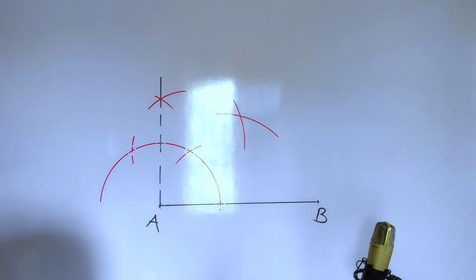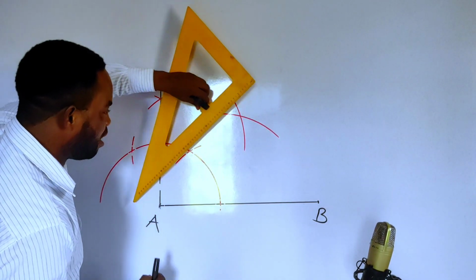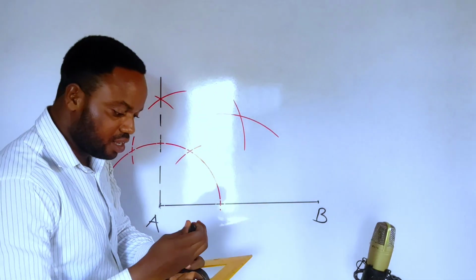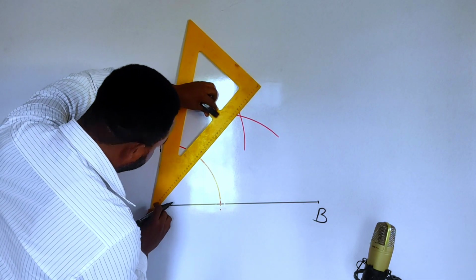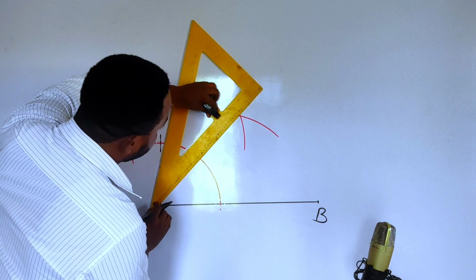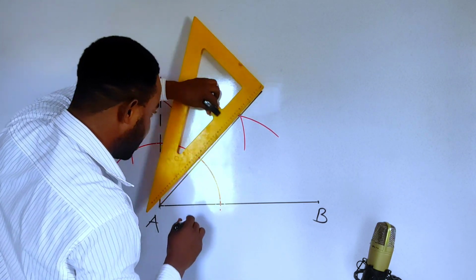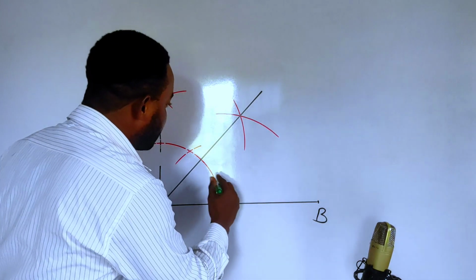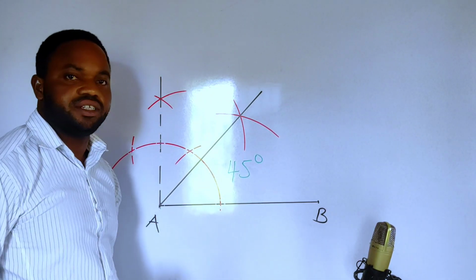So next, I'm picking up my ruler again. I'm using a set square. Make sure you use your ruler for this purpose. So I'm joining this point now. This is the angle in question. This is the very angle I have to draw. This angle right here is angle 45 degree precisely.